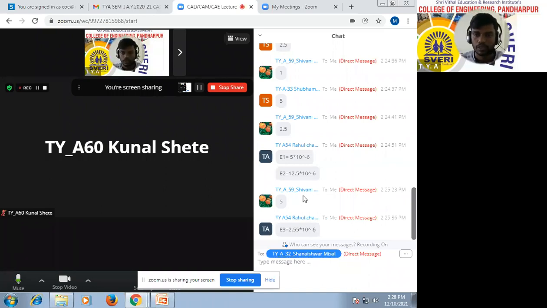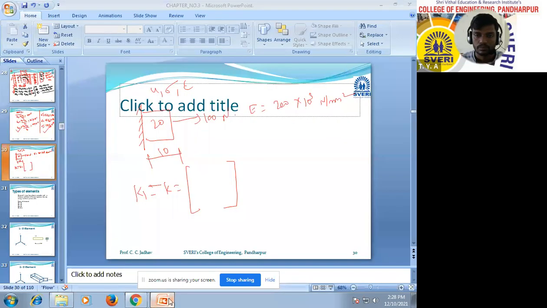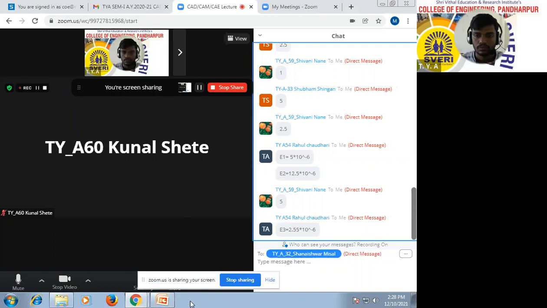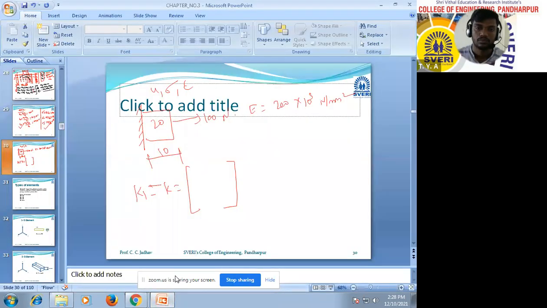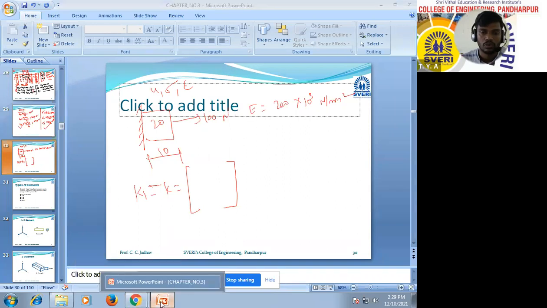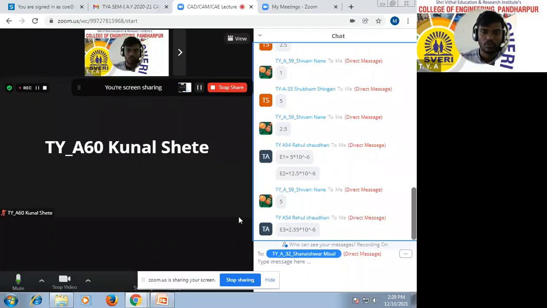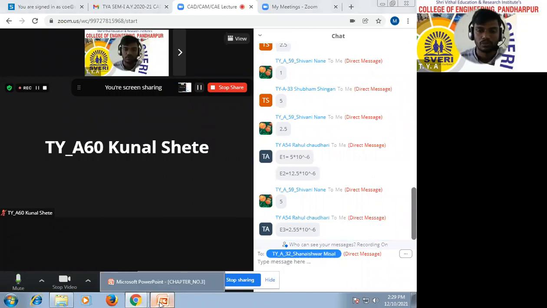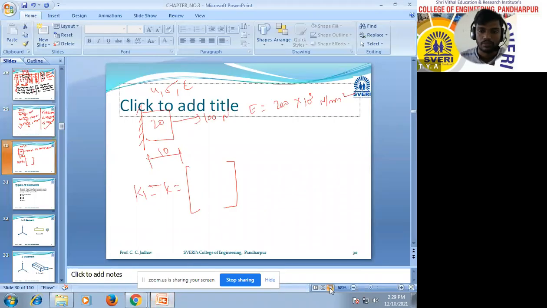Shivani, Rahul, thank you for giving response. Now you can calculate this last problem and tell me the values. Tell me the stiffness matrix formula values. K is equal to, because only one element is there, so only one stiffness matrix will be formed. So tell me the final K values. Anyone?